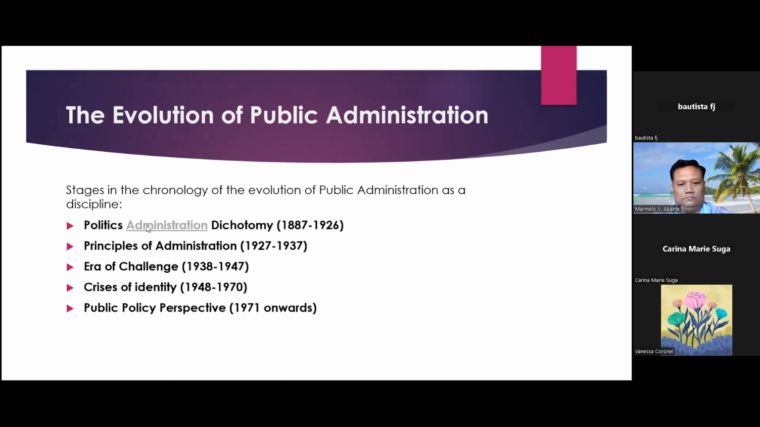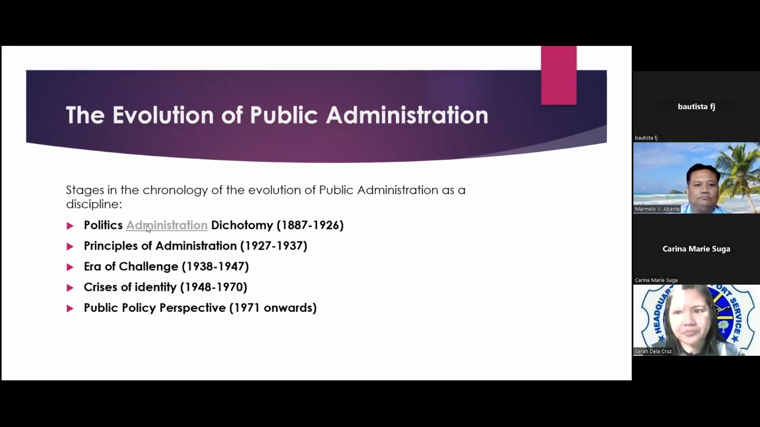During this stage, Woodrow Wilson, in The Study of Administration, was the first to present the demand for separation between politics and administration. His claim to distinguish between politics and administration was reinforced in the early 20th century with the publication of Frank Goodnow's book, Politics and Administration: A Study in Government, in 1900. He is known as the intellectual father of American public administration.